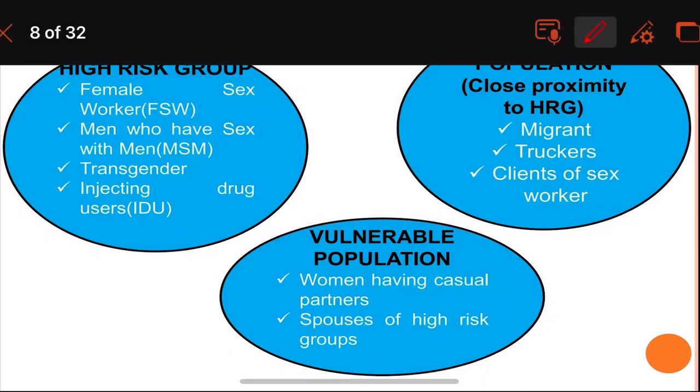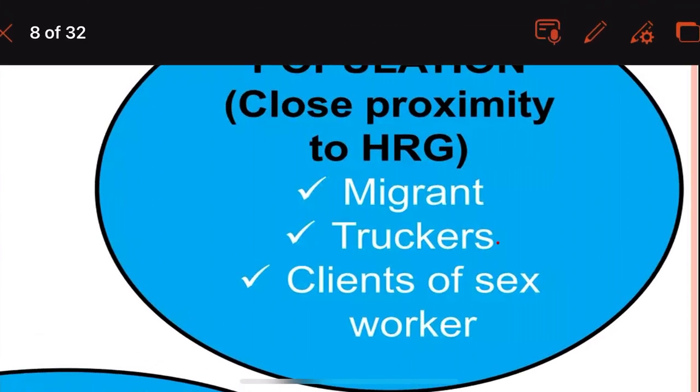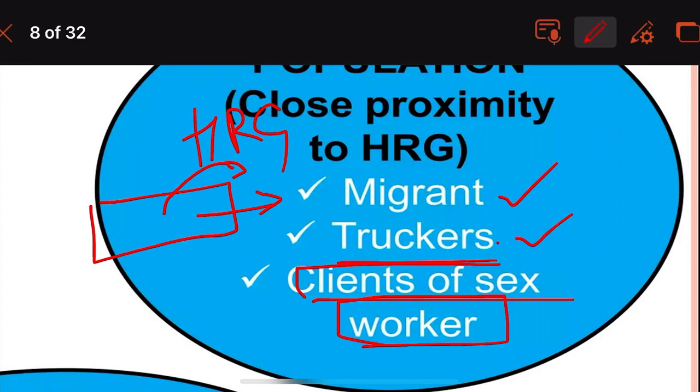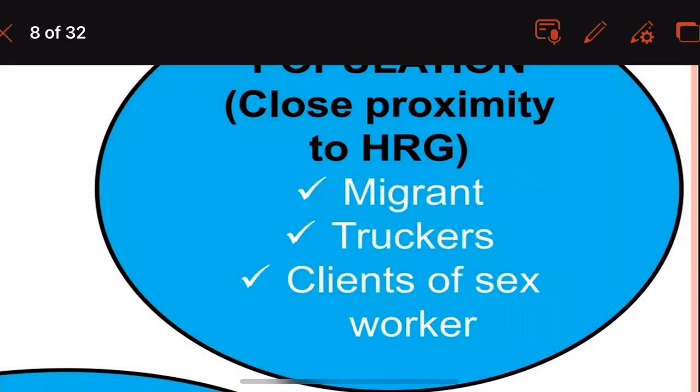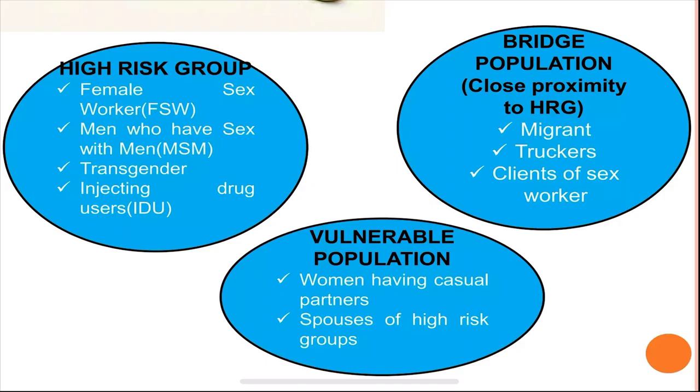Then, moving further, we have the bridge population, those with close proximity to the high-risk groups. They are the migrants, who migrate, and the truck drivers, the truckers, who are clients of the sex workers. The clients of sex workers are also close to contracting the infection. With the high-risk groups, the bridging population, and the vulnerable population in mind, let us see what the program is dealing with.